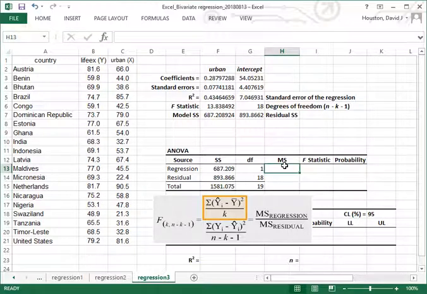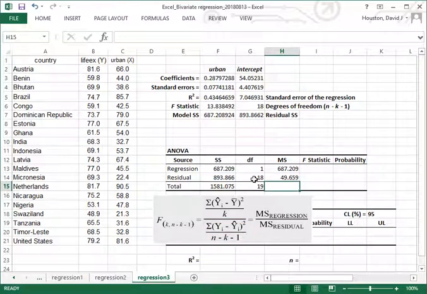Now the mean squares residual is nothing more than the sum squares residual divided by its degrees of freedom. The mean sum of squares residual, rather, is nothing more than the residual sum of squares divided by its degrees of freedom.